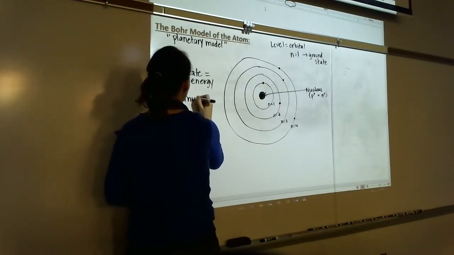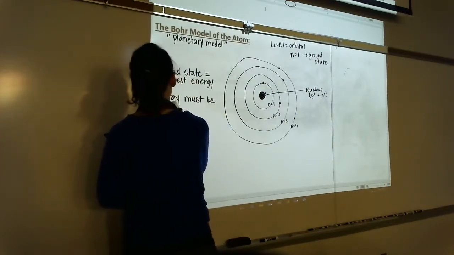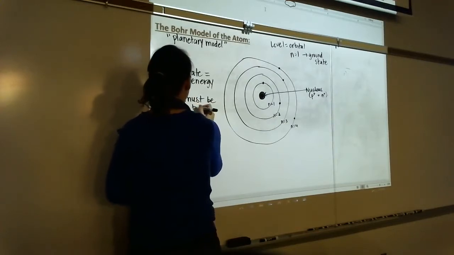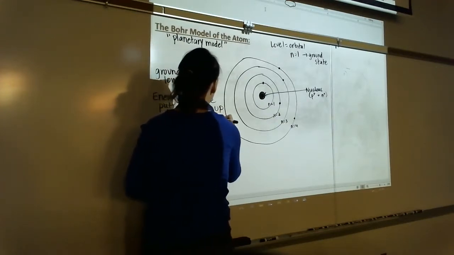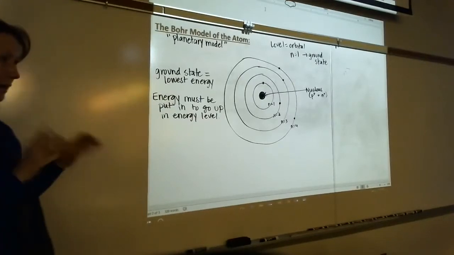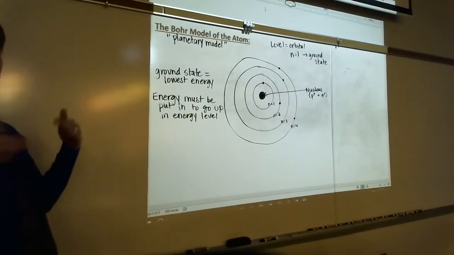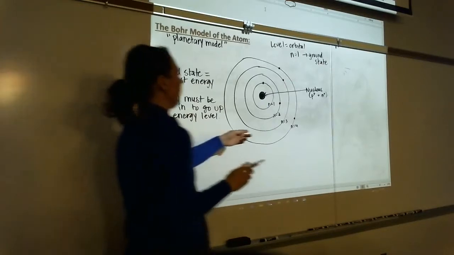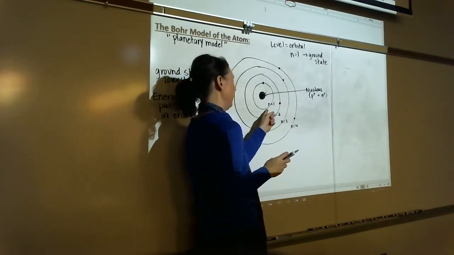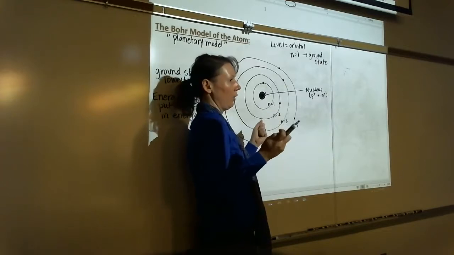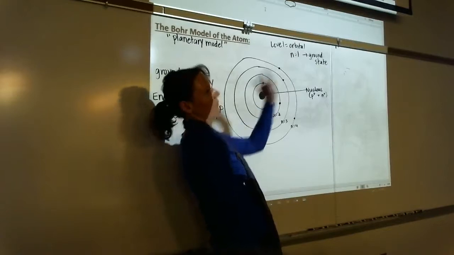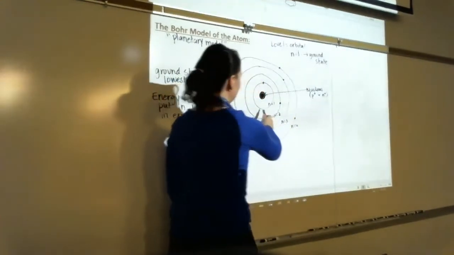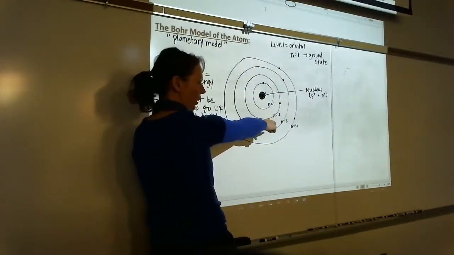Energy must be put in to go up in energy level. Energy has to be added to the electrons to get them up to the next energy level, because it takes more energy to be at n equals 2 than it does to be at n equals 1. Which is like, if you've got to go work out, you're like, oh, I don't want to get off the couch. You've got to overcome that activation energy to get up and go. Something's got to motivate you to get up off the couch and go run on the treadmill.